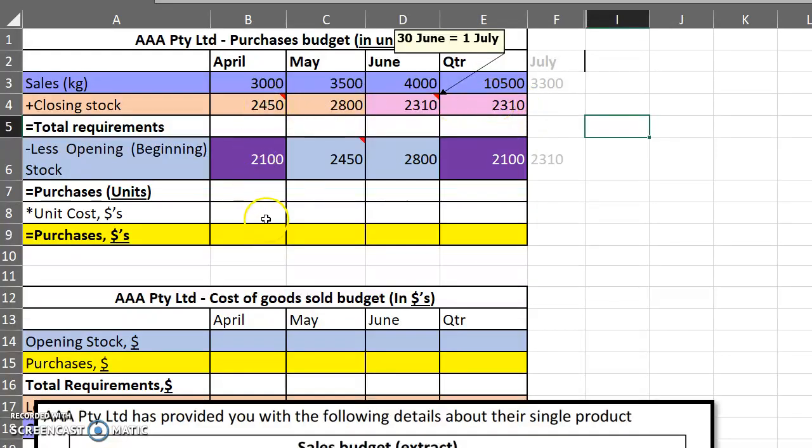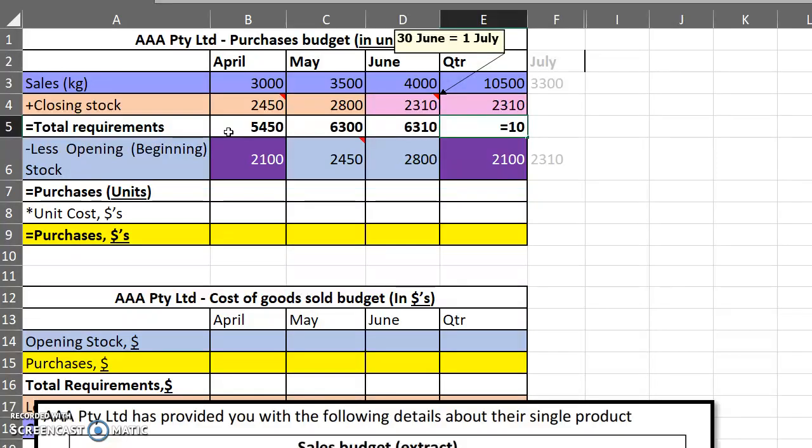Now we just need to fill out the table using the formula. A reminder, the formula is sales, what I'm planning to sell, plus what I would like to have on the last day of the month. That's the figure for my total requirements. So it will be 3,000 plus 2,450. We're going to do the same for May. 3,500 plus 2,800. And for June, 4,000 plus 2,310. And I'm going to do exactly the same for the quarter.